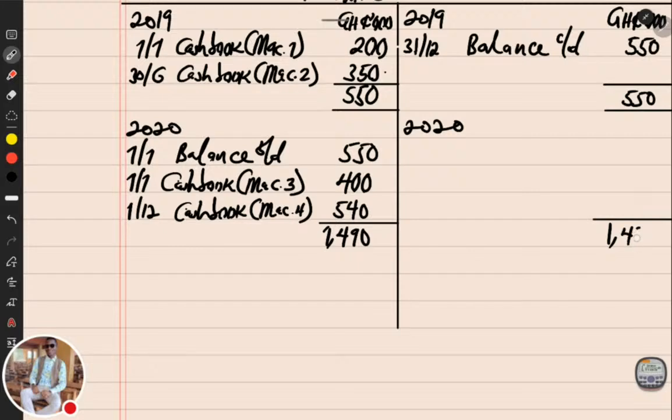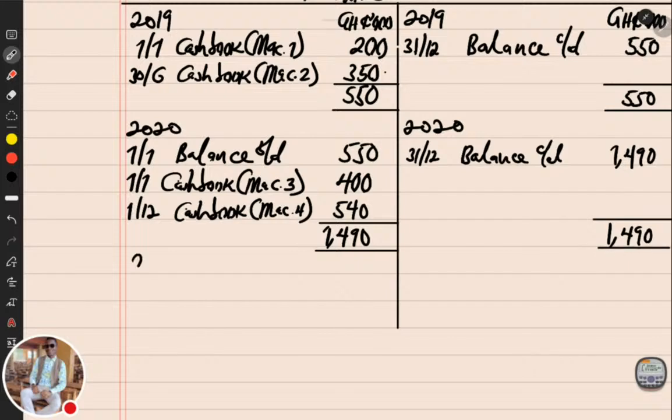On both sides as the totals, 1,490. So that means we're going to have our balance coming up as what? 31st December 2020, we have balance carried down as what? 1,490. All right? Then we close for the year 2020.